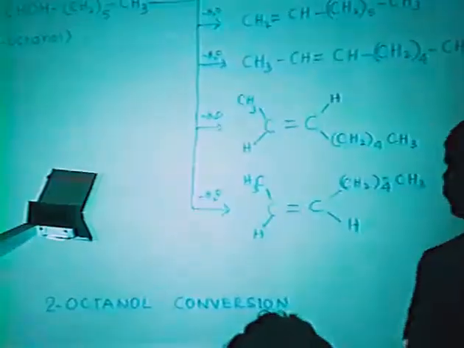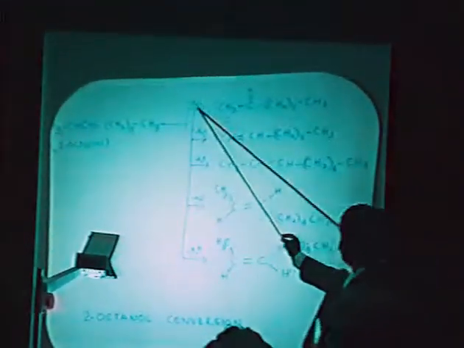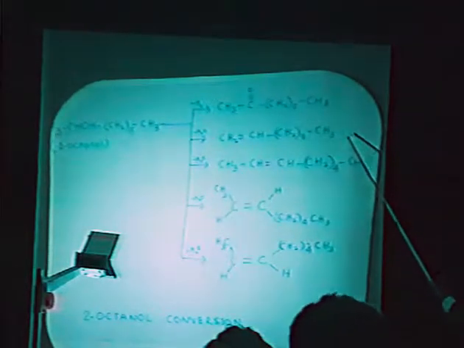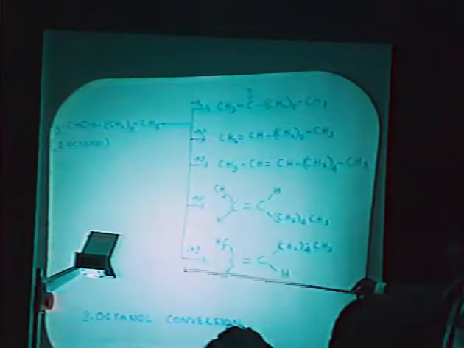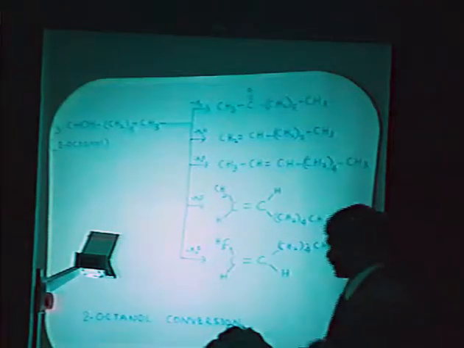In the case of 2-octanol, similar things can be seen. When dehydrogenated, you get ketones. When dehydration takes place, it can be 1-octene or 2-octene, the trans-octene or cis-octene also, and some more combinations are also expected.